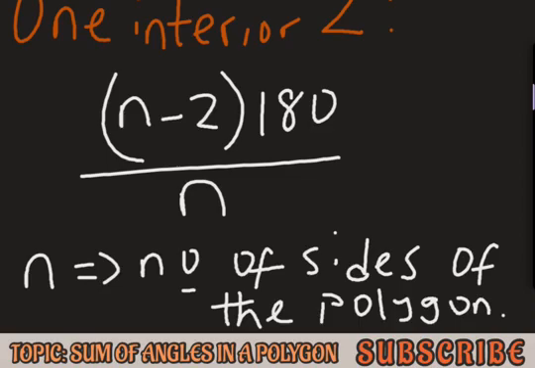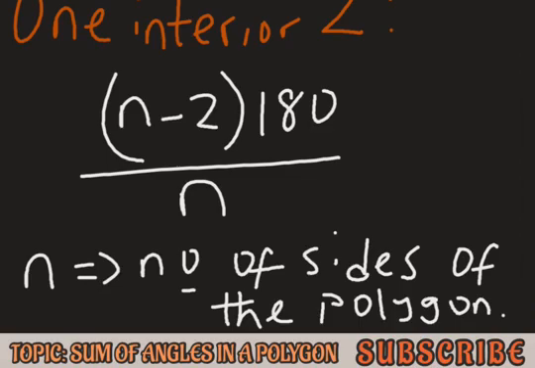With this, you can always find out the value of the interior angles of a polygon. Maybe you were given the sum in the question, you can find out the value of one interior angle, or if you were given the number of sides, you can also find out the sum of all interior angles of that polygon. Now, moving over to the exterior angles.